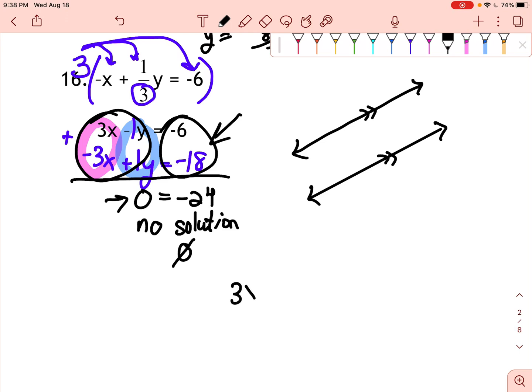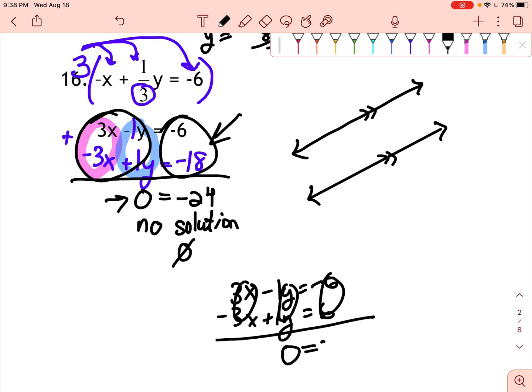If the problem turned out to be 3x minus 1y equals negative 6, and negative 3x plus 1y equals 6, everything cancels out, and I'm left with 0 equals 0, which means it's exactly the same, which means it's infinitely many, which means my two lines are right on top of each other.